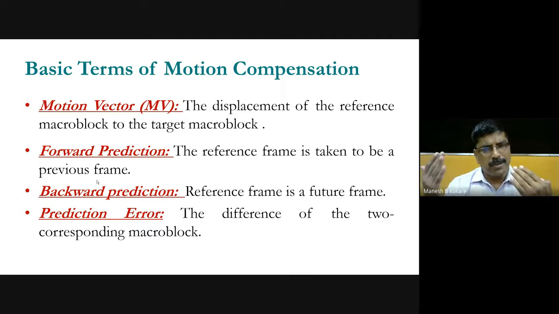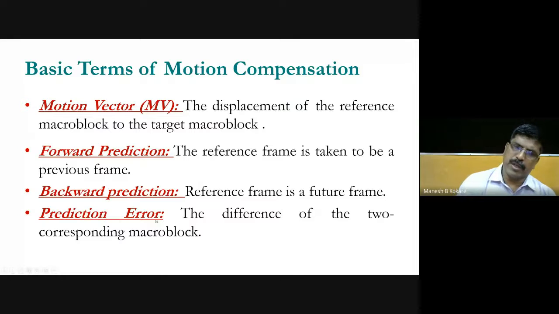If the reference macro block and the target macro block exactly match, then there will be minimum error. But if they do not match, then there will be an error, and that error is called the prediction error. So these are the terms which are used for estimating motion and so on.